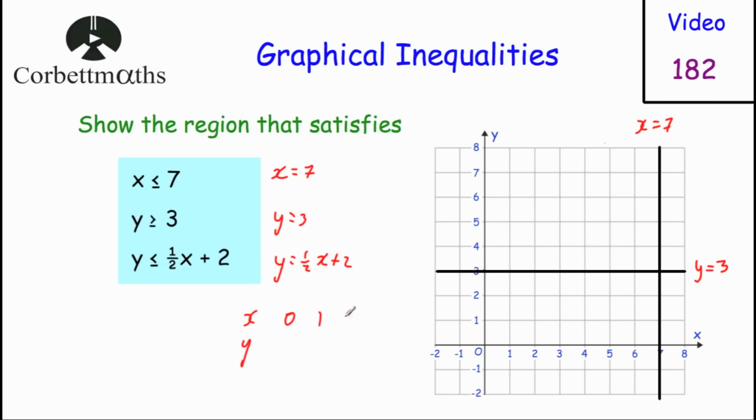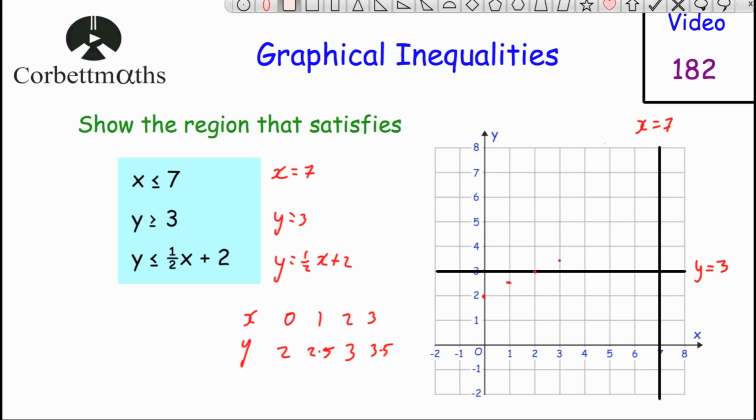So 0, 1, 2, 3. And we're going to find the y value. It's half of the x value plus 2. So half of 0 is 0 plus 2 is 2. Half of 1 is 0.5 plus 2 is 2.5. Half of 2 is 1 plus 2 is 3. And half of 3 is 1.5 plus 2 is 3.5. So here we've got our coordinates (0, 2), (1, 2.5), (2, 3), and (3, 3.5), and so on.